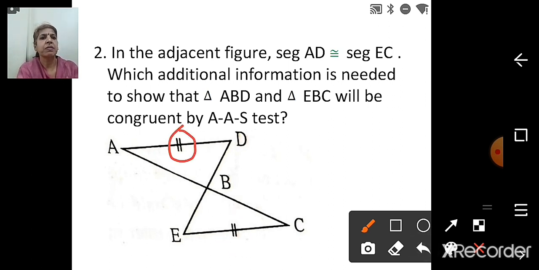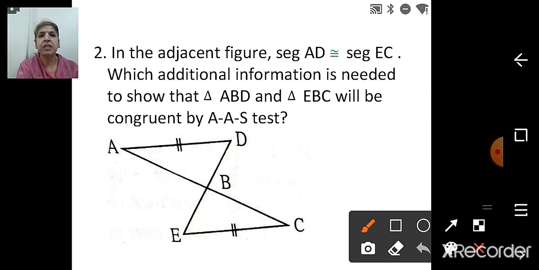So this information is given, and what is asked? Which additional information is needed? So we have to provide the additional information so that triangle ABD and triangle EBC will be congruent by AAS test, angle angle side. So here test is given, information is given, but something is missing, and that missing information we have to give. That additional information is needed.